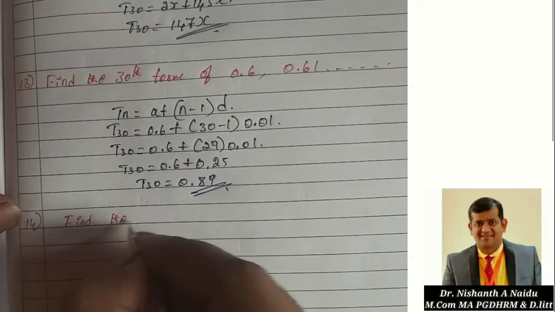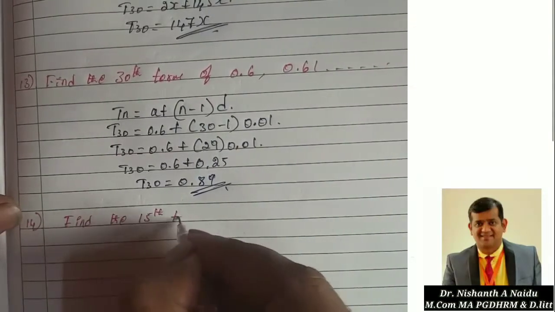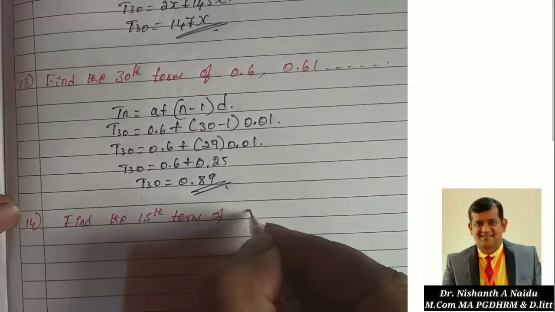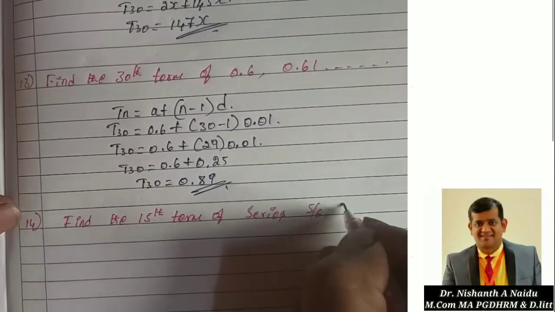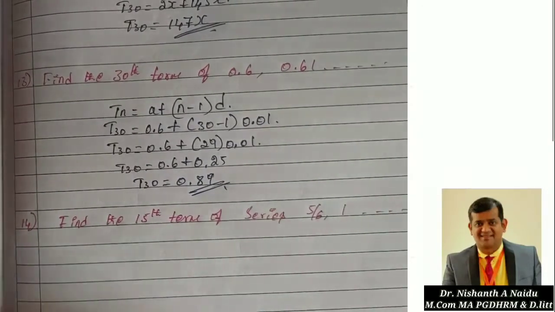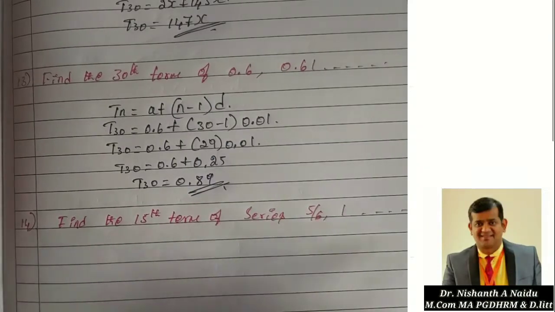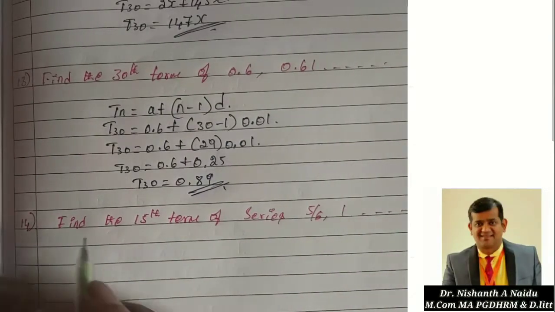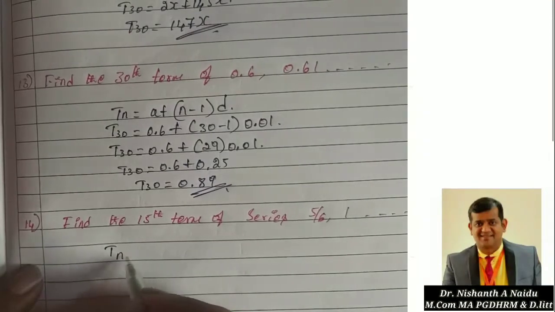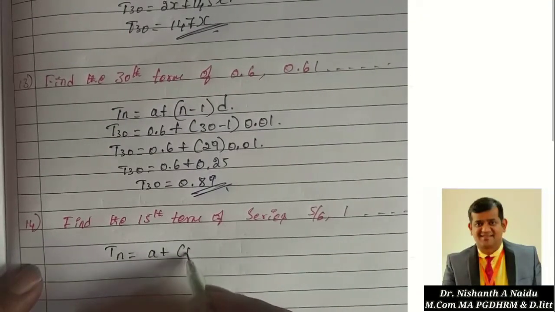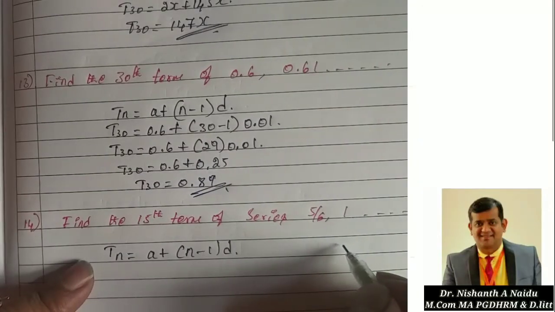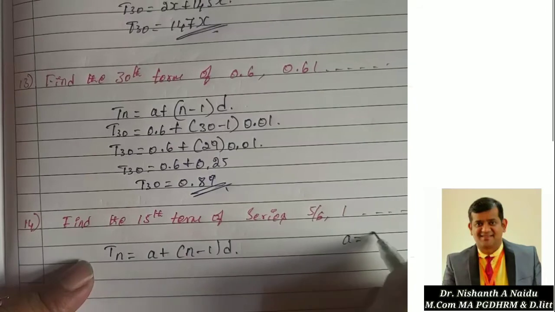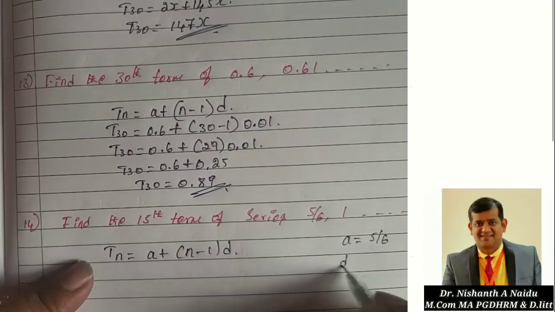Find the 15th term of the series 5 by 6, then 1, and so on. See, this is going to be a bit complicated, but if you try to understand, it is going to work. Tn equals a plus n minus 1 into d. So here a is how much? 5 by 6. But d we have to find.